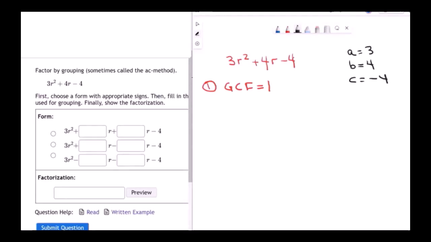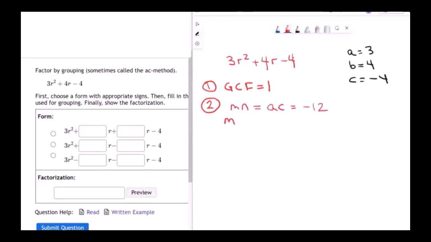Remember I said that last method was only for A equals 1. When A does not equal 1, then things change. Not a lot. Still, first step is find the greatest common factor. Second step is I want to find two numbers that multiply together to give me A times C, and A times C is -12.